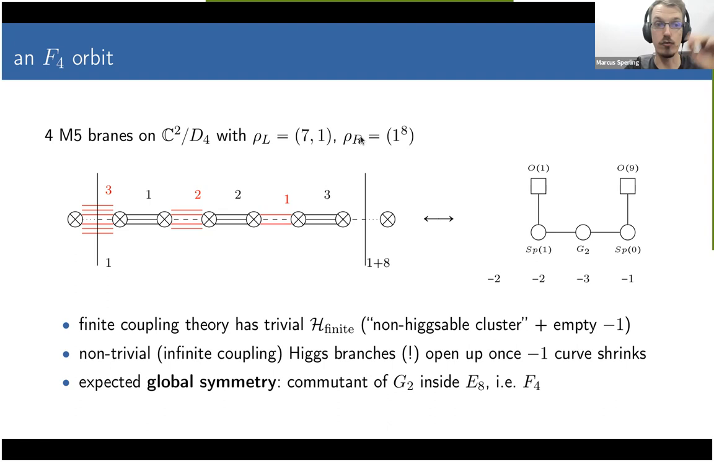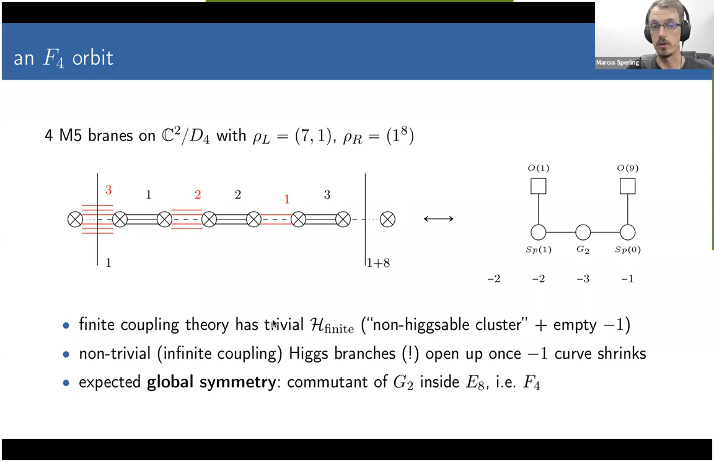Right, so for the F4, we still try to keep it simple. The only thing that we do is we're going to have more than five points, and we're going to change boundary conditions a little bit. So the right-hand side is still trivial, the left-hand side is maximal. And then you see there's a bunch of red segments. And the corresponding 6D theory is now given by this. So there's an empty minus two, and there's a minus two with an SP1, a G2, and there's an empty minus one. And again, we see that at finite coupling, there's no Higgs branch. It's just a point.